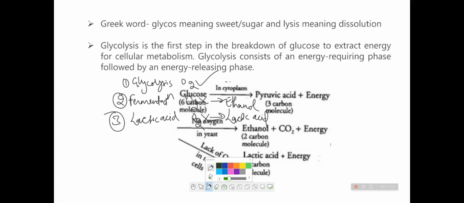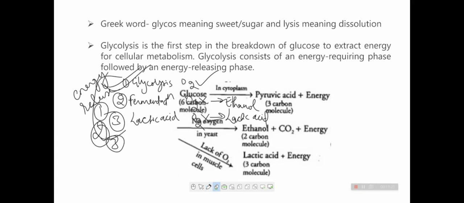Here we study the process of glycolysis. Actually, in all three processes, energy will be released, either in the form of 1 ATP or 2 ATP or 3 ATP, but energy will be released in all processes.